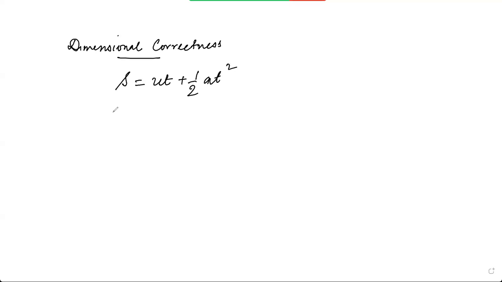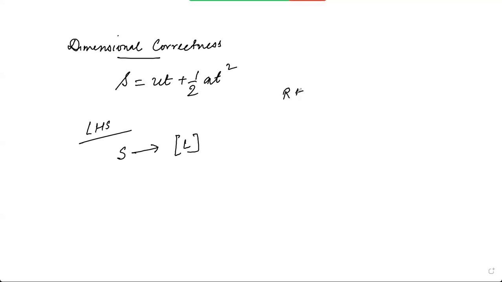Next topic is to check the dimensional correctness of a given physical relation. Now you have to check whether this relation is true or not: S equals ut plus half at square. So let us proceed with the left hand side. S means distance or displacement, it has dimension L.